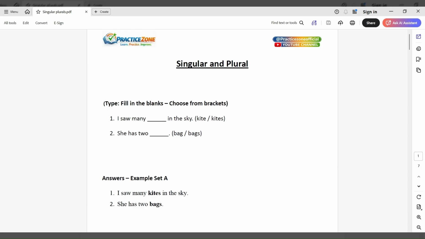Let's solve an example. 1. I saw many blank in the sky. The word many tells us that we need a plural noun. So the correct sentence is, I saw many kites in the sky.